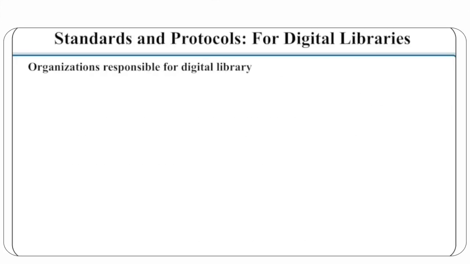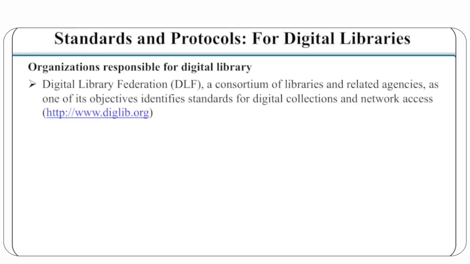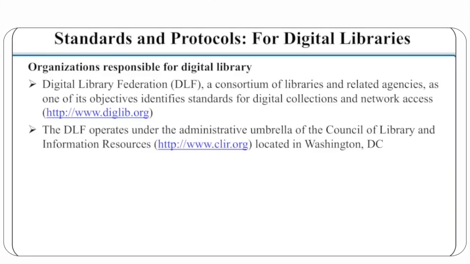For promotion of standards relevant to digital libraries, a number of important institutions and organizations are actively involved. For example, Digital Library Federation, a consortium of libraries and related agencies, as one of its objectives, identifies standards for digital collections and network access. The DLF operates under the administrative umbrella of the Council of Library and Information Resources located in Washington, D.C.